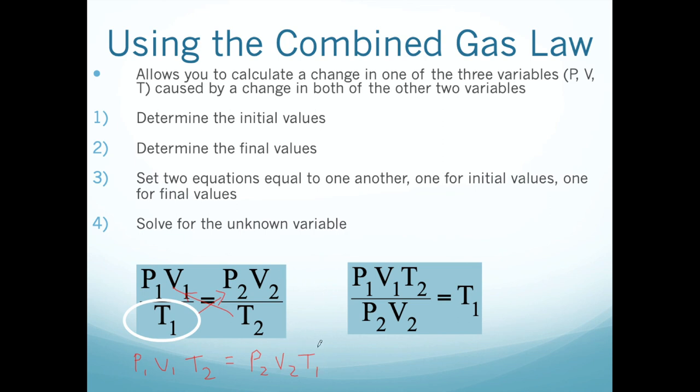Remember, we wanted T1 by itself, right? Well, you divide by P2 and divide by V2. And that's how we get the equation that we want. Whereas a lot of people just automatically send P1 and V1 to the opposite side. And what they don't realize is that T1 isn't by itself. Dividing by P1 and V1 doesn't make this nothing. It makes this a 1. So you actually wind up getting 1 over T1. Okay, so that's something to watch out for when you're manipulating the combined gas law.